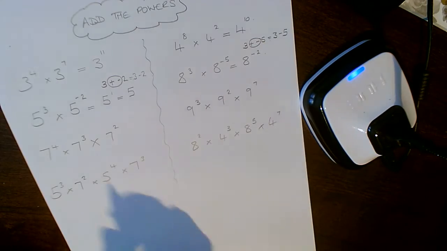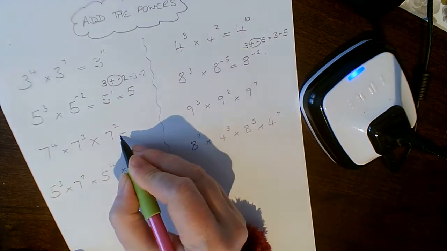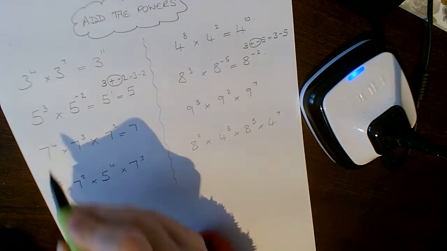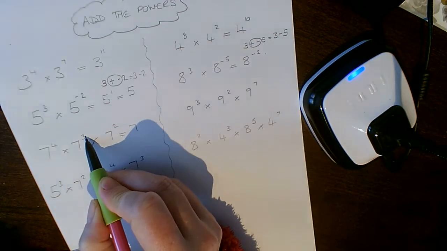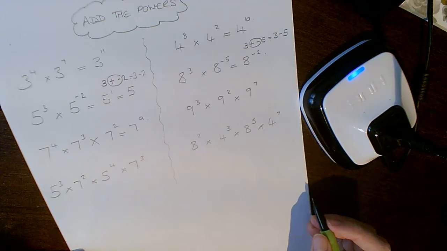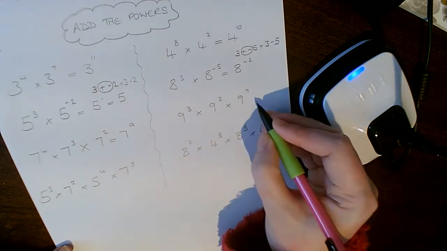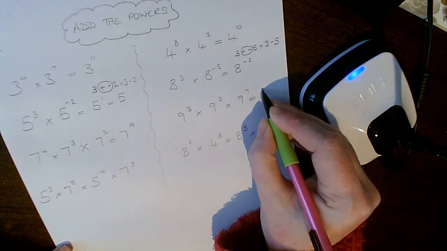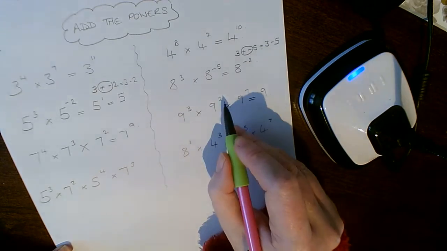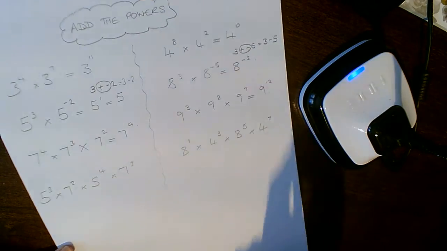If there's more than 2, it is exactly the same. If these are all the same base, you keep it at 7. 4 add 3 is 7. Add 2 is 9. You try that one. So keep it at 9. 3 add 2 is 5. Add 7 is 12.